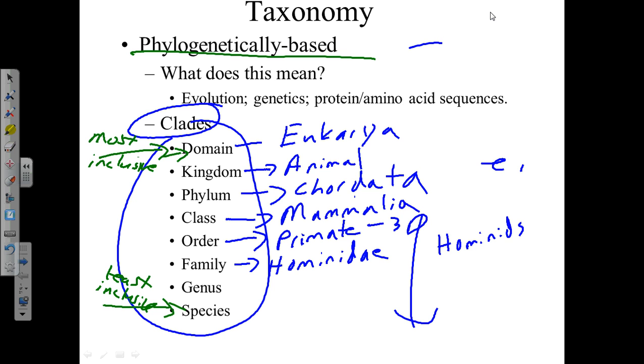You have to be in the above groups to be in the below groups. Because it's all based on what? Genetics and evolution. You can't skip groups. Jesus lizards cannot be hominids, Draven, because they're not primates or mammals. They're vertebrates. All right, what genus do you belong to?